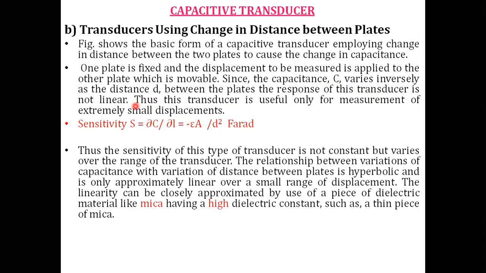Thus, this transducer is useful only for the measurement of extremely small displacement. We use this to measure extremely small displacement of the distance between the plates. Then this sensitivity is given by this formula, that is minus epsilon A by d square. Sensitivity S is given by dou C by dou L.